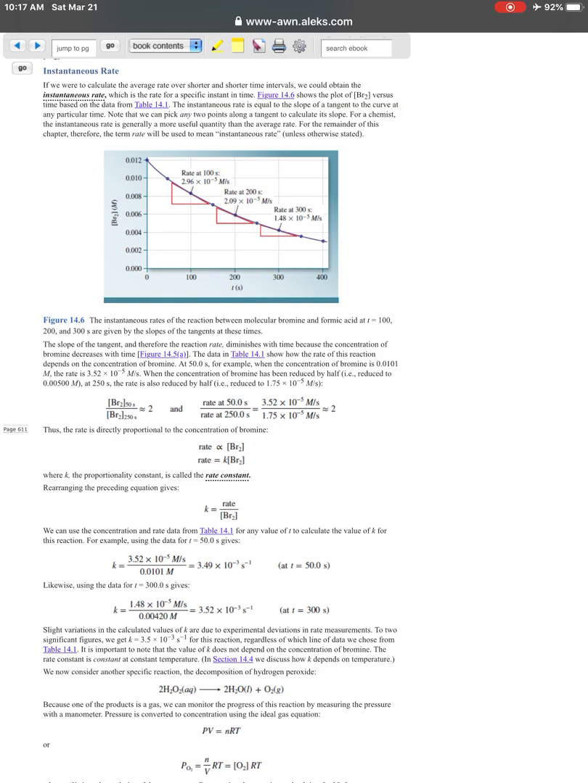However, if you take the ratio of the rate divided by the concentration of the reactant, you get K. That's the rate constant. It doesn't change with time. It's constant with time, essentially. Therefore, there is a constant called K, and that will be constant.